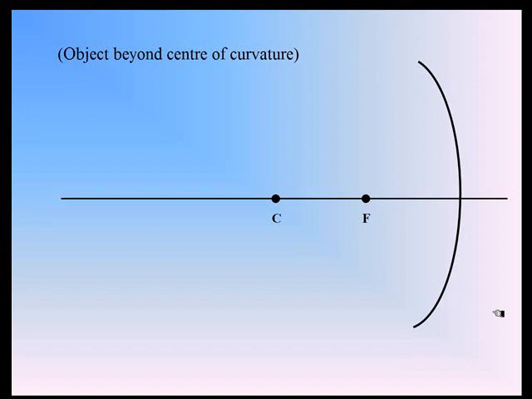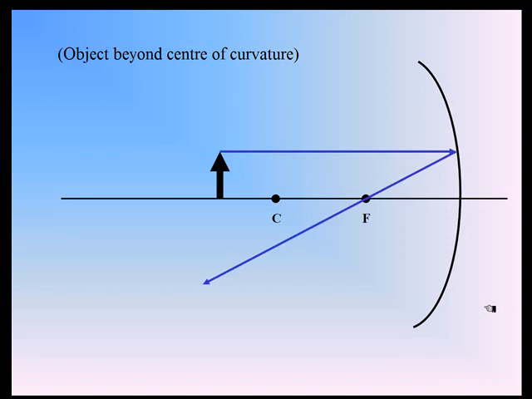Now, if we move the object beyond the center of curvature, the same three rays have to be drawn, but we'll see a different result. So here's our object. Now, this time it's outside the center of curvature. Let's draw the three rays. One is parallel and then through the focal point. Another one is through the focal point and then parallel. And as you can see, that's all we really have required.